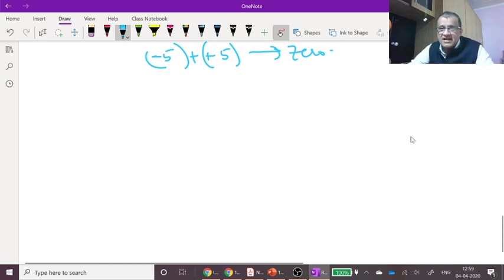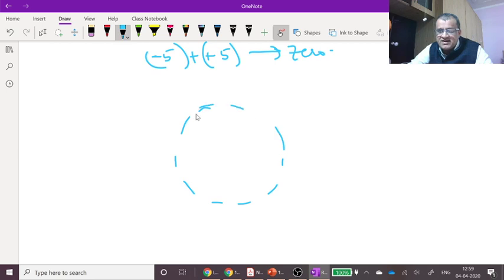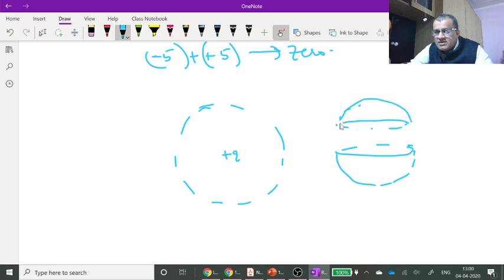So let's say there is a sphere, and there is a charge Q placed at the center of that sphere. If I cut it open, you will have something like this above and something like this below, two hemispheres, and you have a Q at the center. This will be an enclosed surface.